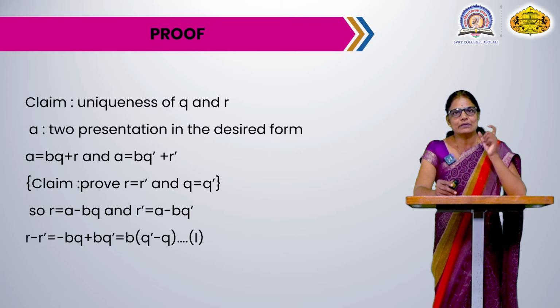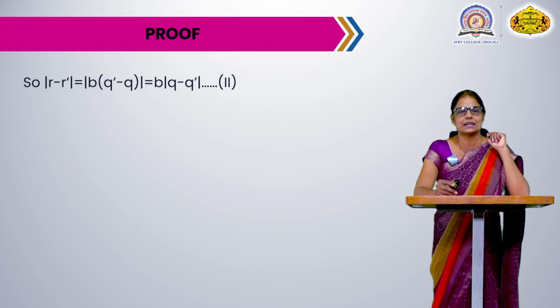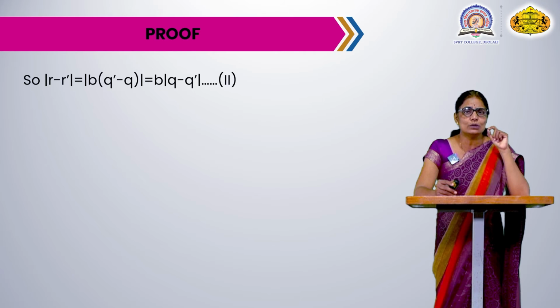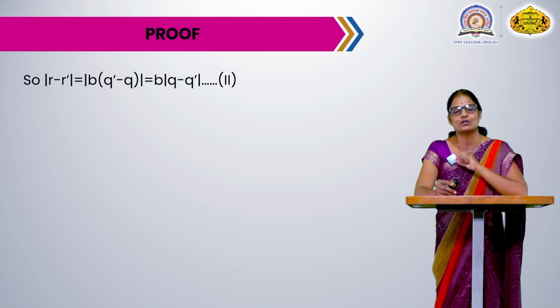Our next step is to take the mod of both sides. By taking the mod of both sides, we get mod of r minus r dash is the same as mod of b times q dash minus q. Since we know that b is a positive integer, its mod is b itself. So b into mod of q minus q dash. Now denote this as equation 2.